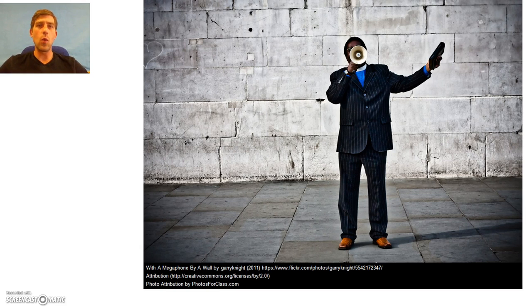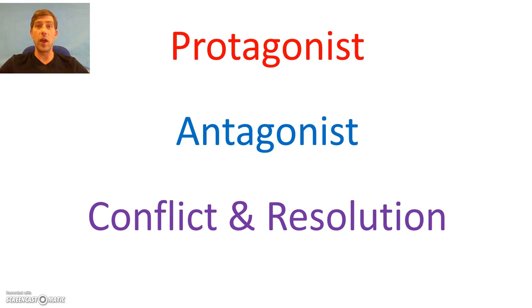So today we're going to look at one way of finding themes, and I'd like to call this the quick way. The quick way has you focusing on a few different aspects of a story. The protagonist, who is the hero of the story trying to accomplish something. The antagonist, who is the person or force that's preventing the hero from accomplishing their goal. And then the conflict and resolution between the two. The conflict is essentially the problem, and the resolution is how that problem is solved.